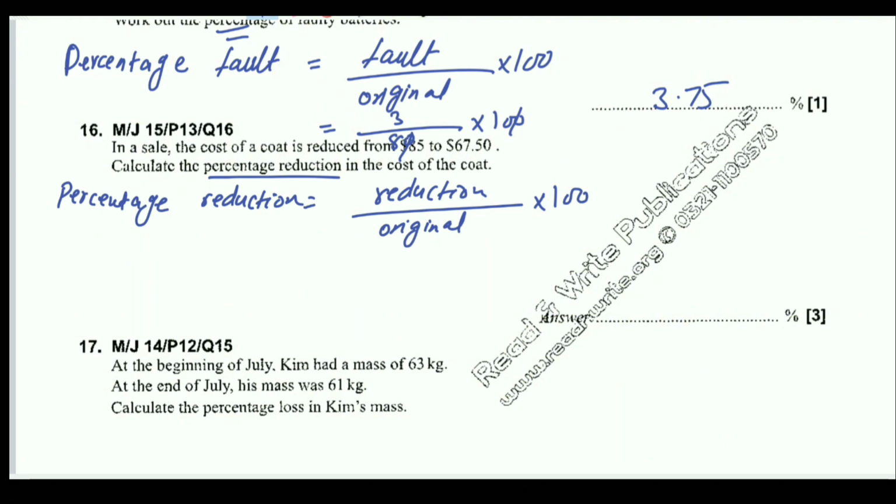By subtracting 67.50 from 85, you will get 17.5 over original, which is 85, multiplied by 100. Original, or you can say old. So old or original was 85. So if you put it in the calculator, you will get 20.6.